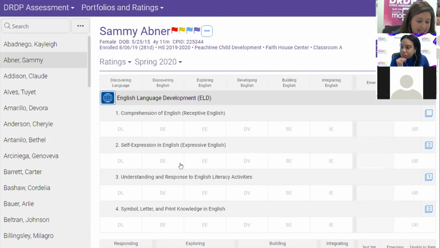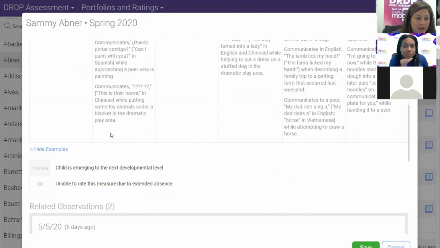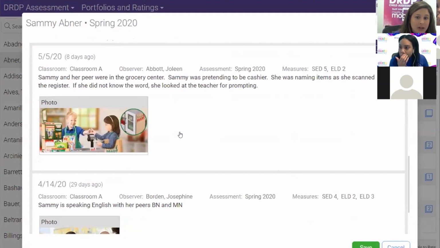So what we're going to look at today on page 7 is self-expression in English or expressive language. So Carolyn showed you this number 2 right here means 2 observations. So I'm going to click on it. And then I'm going to scroll down and I'm going to see my 2 observations. So just like Carolyn was showing you with the previous observations, this observation right here actually goes to numerous measures. So you can see more than one measure with this observation.